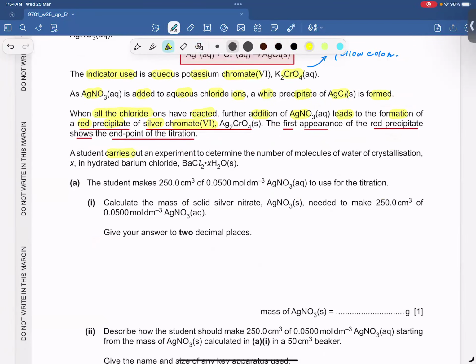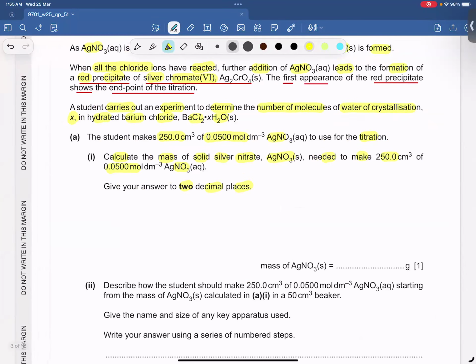A student carries out an experiment to determine the number of molecules of water of crystallization, which is represented by x, in hydrated barium chloride, BaCl2.xH2O. The student makes 250 cm³ of 0.05 mol/dm³ silver nitrate to use for the titration. Calculate the mass of solid silver nitrate, AgNO3, needed to make 250 cm³ of this concentration of AgNO3. Give your answer to 2 decimal places. Okay.